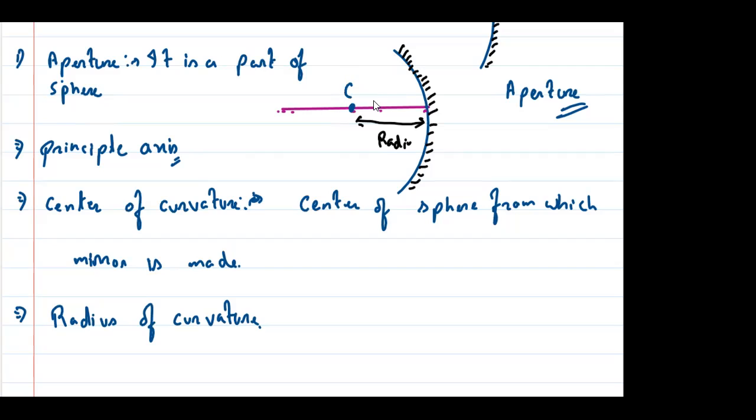Brinda, the radius of curvature is basically the radius of the sphere.